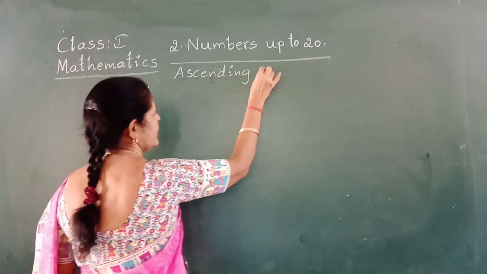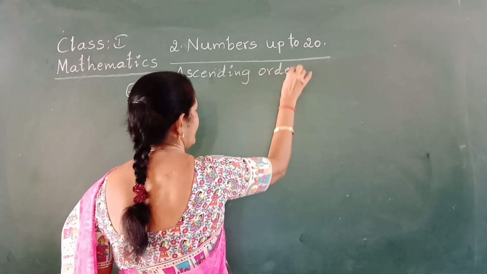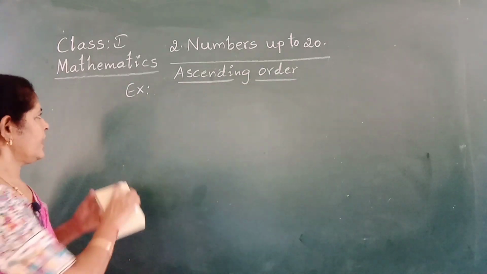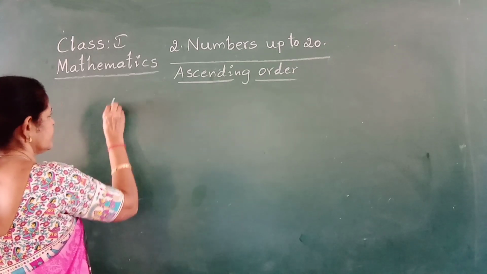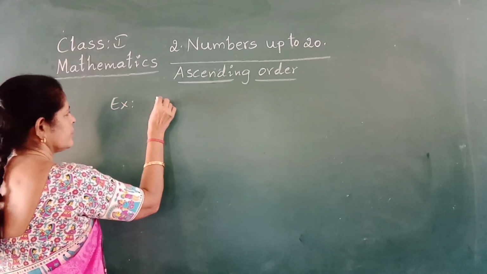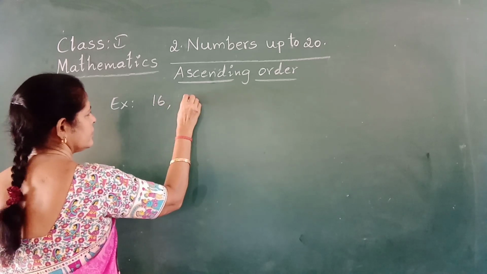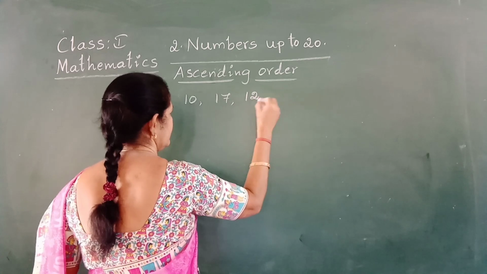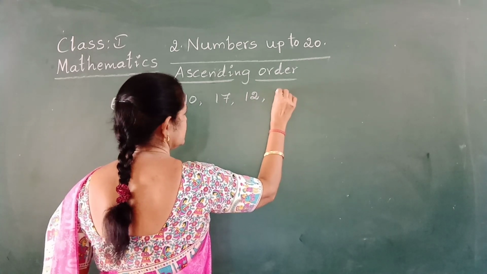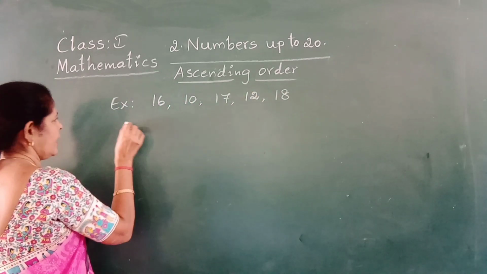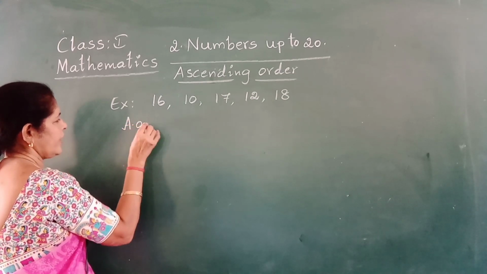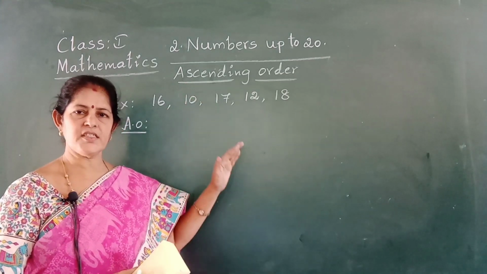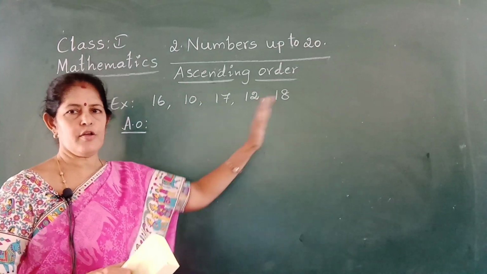Ascending order. Increasing order, another name goes to increasing order. Ascending order: 16, 10, 17, 12, 18. Now we are going to arrange these numbers in ascending order. In ascending order, we arrange the numbers small number to big number.